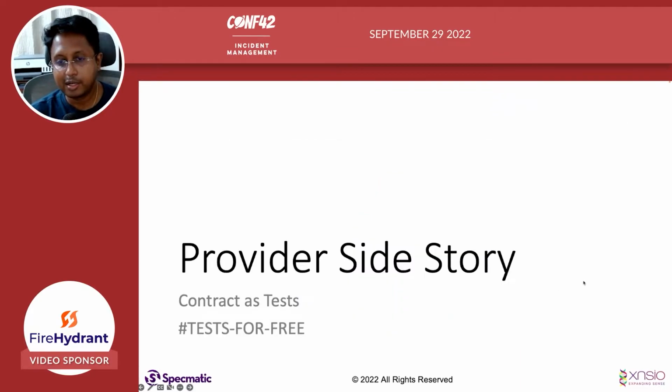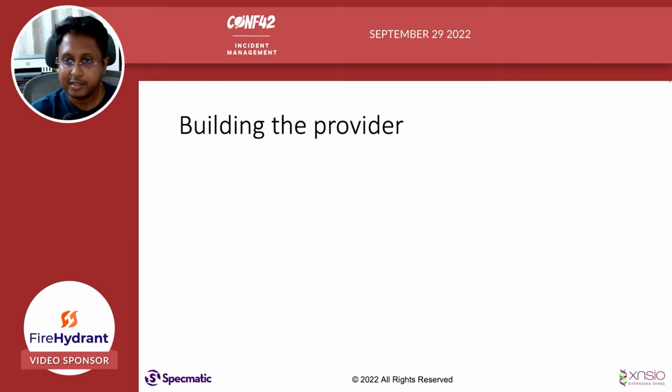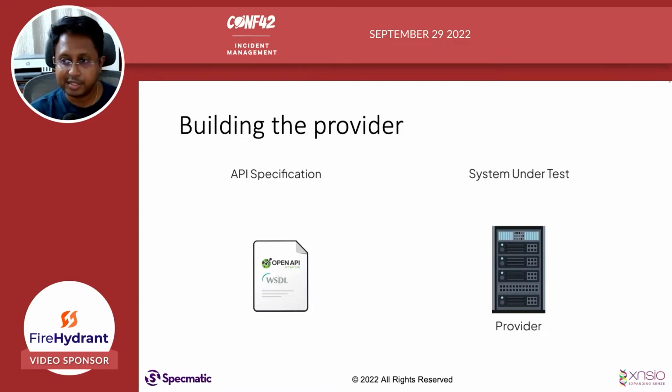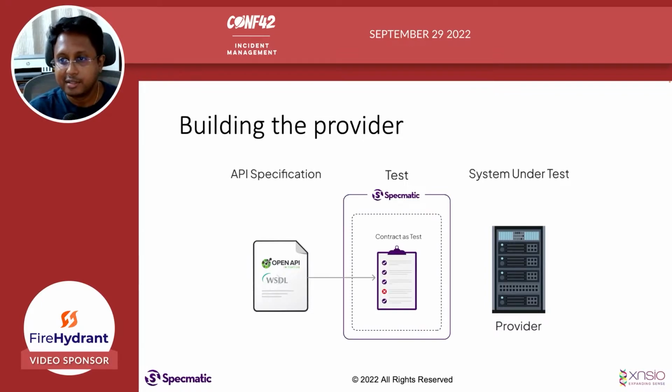Now let's take a look at a live demo of what this will look like on the provider side. Let's say I have this API specification and then I have the system under test, which is the provider itself. Now I'd like to be able to test if the provider application is in line with the API specification. And what I'm going to do is take Specmatic, leverage the API specification as contract as test, and then verify if the provider is able to match up.